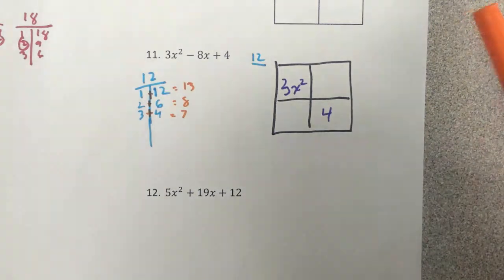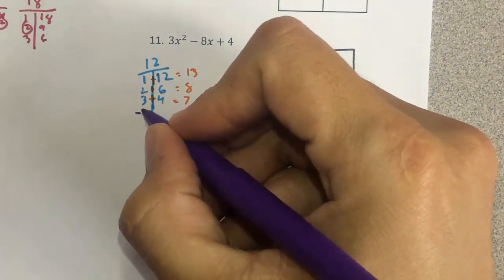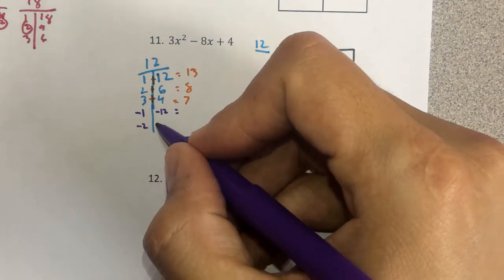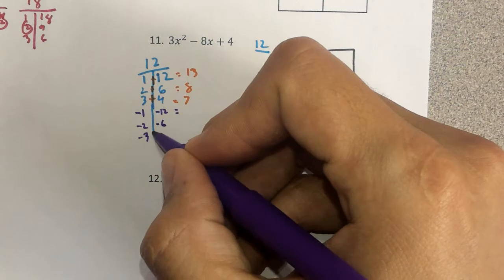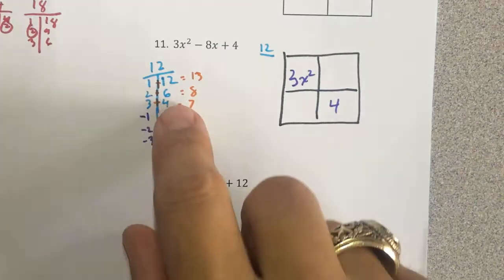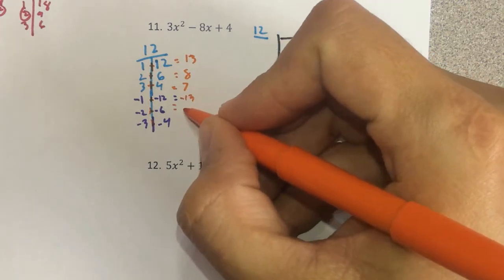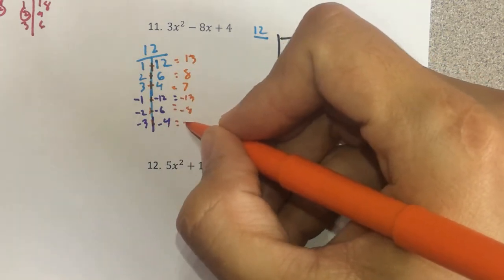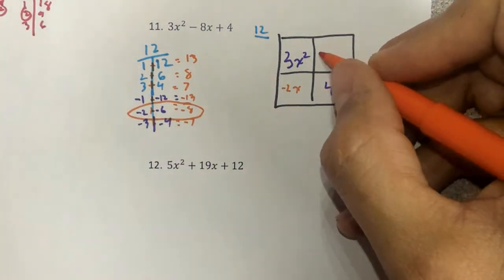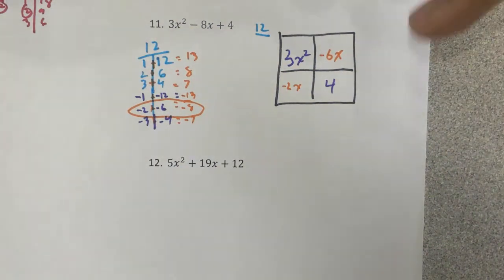So what I'm going to do is factor, but I'm going to go with negative numbers. -1 times -12, -2 times -6, and then -3 times -4. Those are all factors of 12. Go ahead and add these up. -13, -8, and -7. I now see that what I was looking for was -2x and -6x. Those are the factors I was looking for in this case.